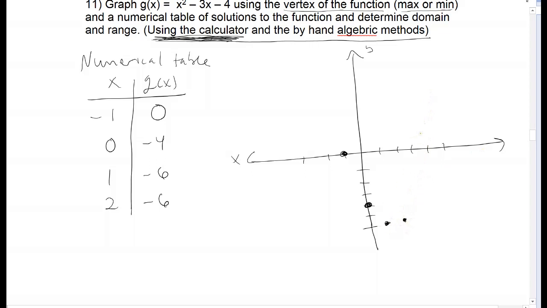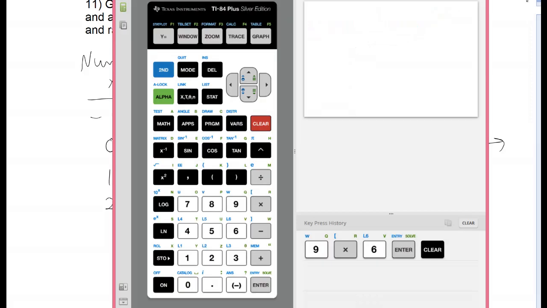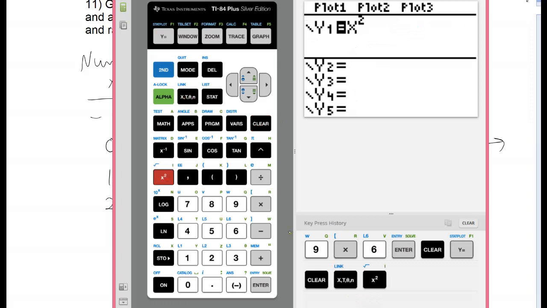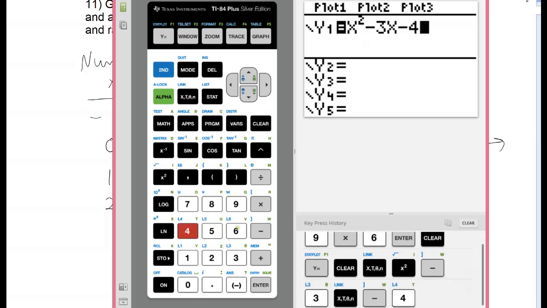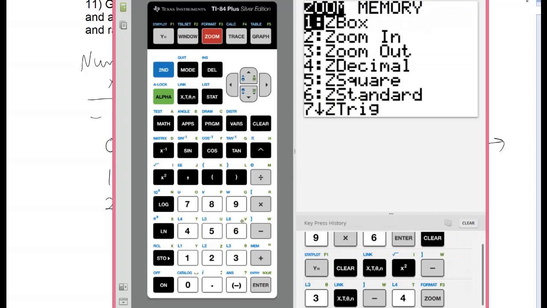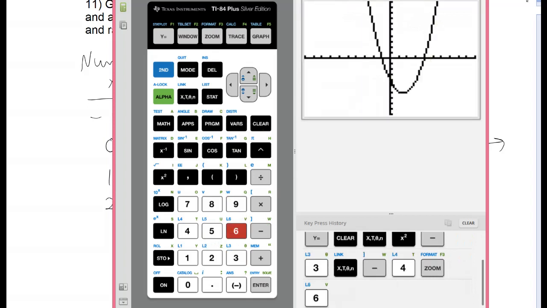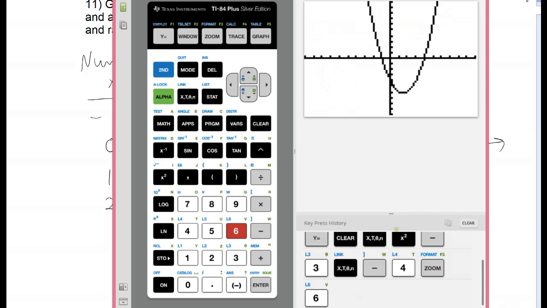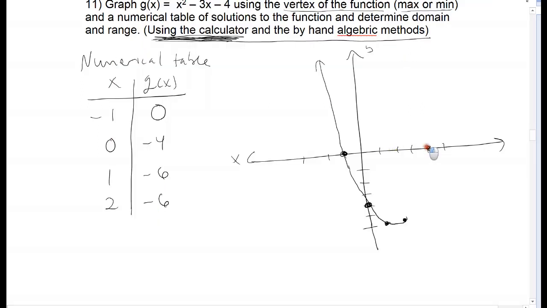Now I'm going to double check that on my calculator. So I'm going to pop up my calculator here and plug it in. I'm going to clear anything else I had in there, type in my x squared minus 3x minus 4, zoom standard 6, and see what it looks like. So there is the shape. It comes down through these points, and somewhere between there is my vertex. Let me see if I can see where it crosses at 4. 1, 2, 3, 4. And there's g of x.